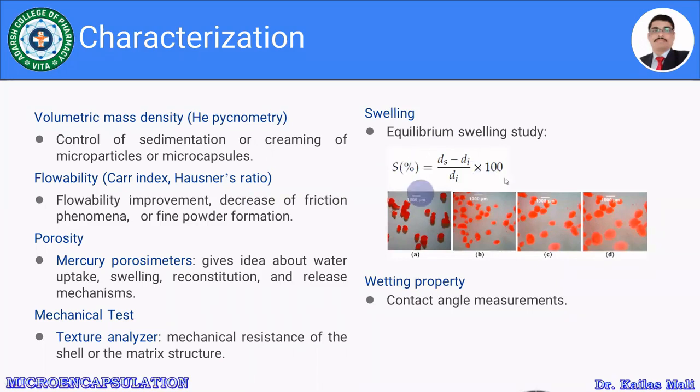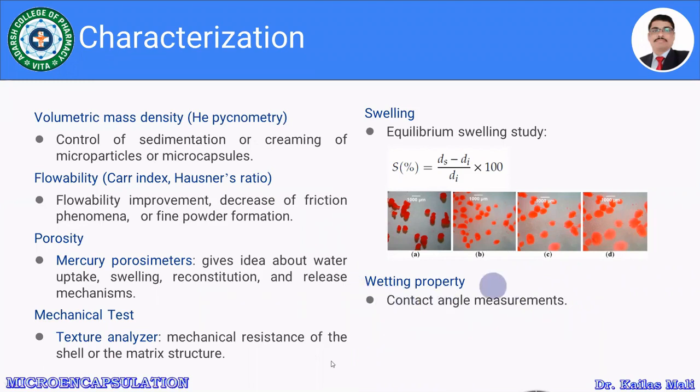So here we are using the formula: percent swelling is equal to Ds minus Di divided by Di into 100. Here Ds is the swollen weight, and Di is the initial weight. Look at figures A, B, C, D, how we are getting the swelling of the microparticles during the regular intervals. Say A is the 0 time, B, for example 1 hour, C 2 hours, D 3 hours. Okay. Then the last parameter, that is the wetting property.